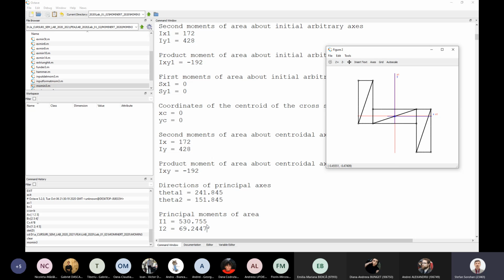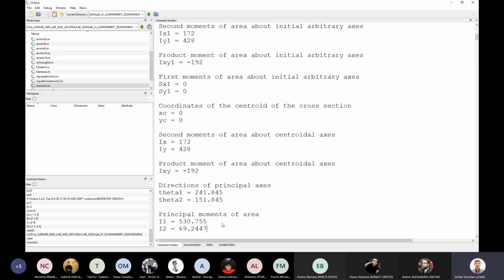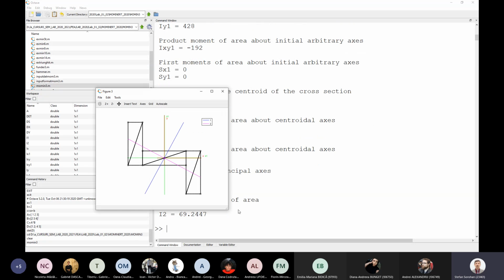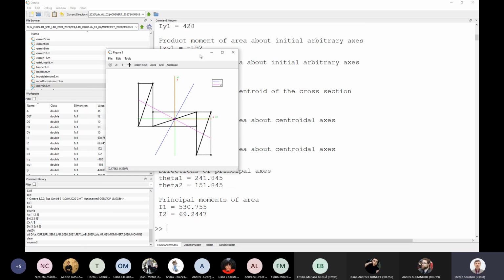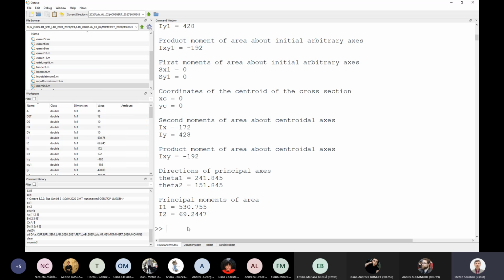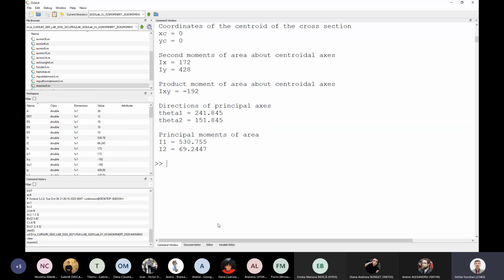More on enter, we obtain a new picture, and these are the principal moments of area, I1 and I2. They are always positive. Please remember from strength of materials, I will go back to it later. And more on enter gives you also the principal directions 1 and 2 according to these numbers here. And that's all for the program.